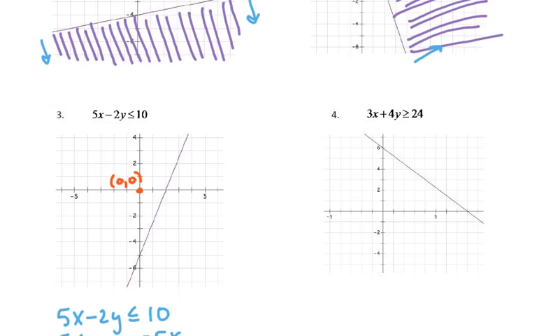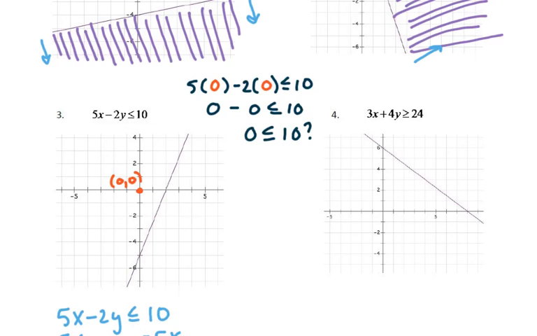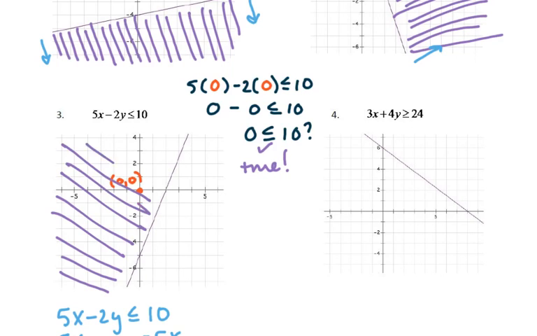So we plugged in 0, 0, so we're going to have 5 times 0 minus 2 times 0, is that less than or equal to 10? Well, that's pretty easy to figure out. That's just 0 minus 0, which again is just 0. So is 0 less than or equal to 10? Yes. This is true. And when it's true, that means we shade the region 0, 0 is included in, because he was a solution, so therefore everyone else on that side of the line also would work.